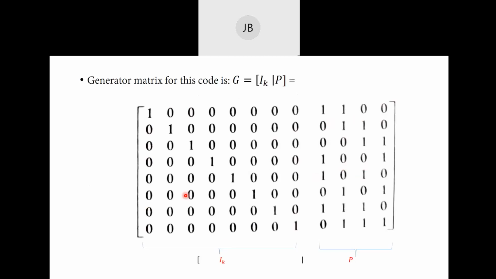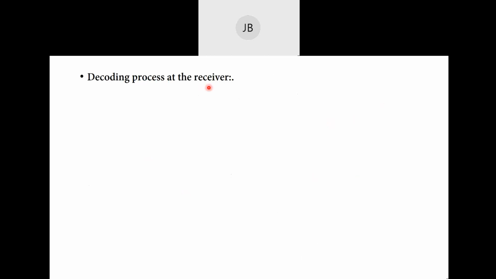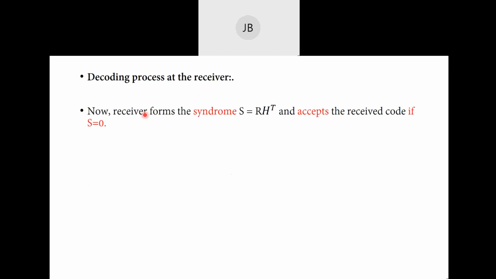Okay, and then we will move on to the decoding process at the receiver. Now the receiver forms the syndrome S. We know how to determine syndrome S. S is equal to R into H transpose, and it accepts the received code if S is equal to 0. So when the receiver receives R, the received data, which consists of a code word as well as the noise, it will multiply that with H transpose. The receiver will multiply by H transpose and find the syndrome vector. If the syndrome vector value is 0, that means the code word is perfect, there is no error.